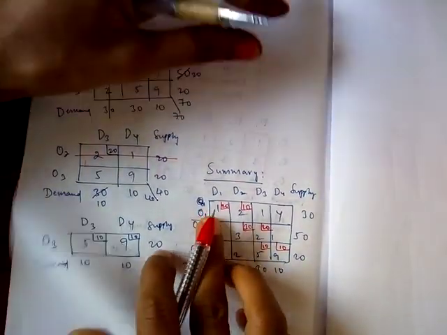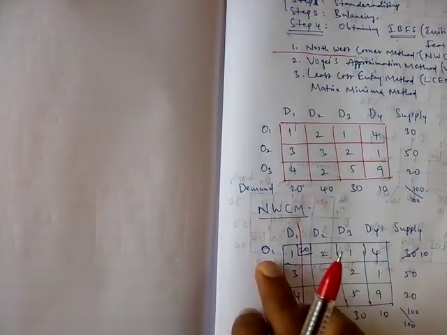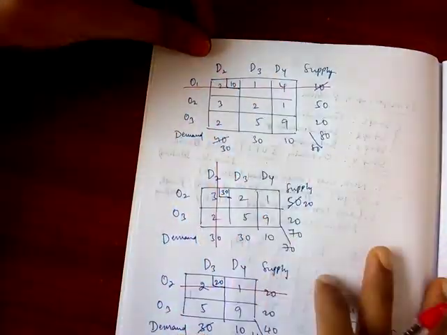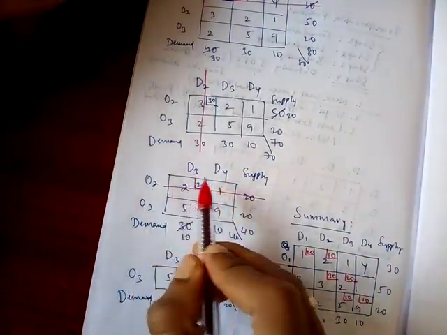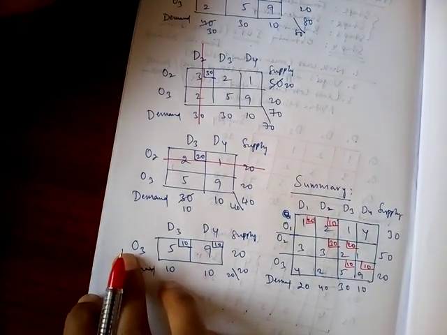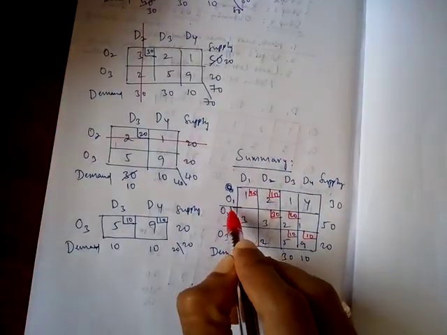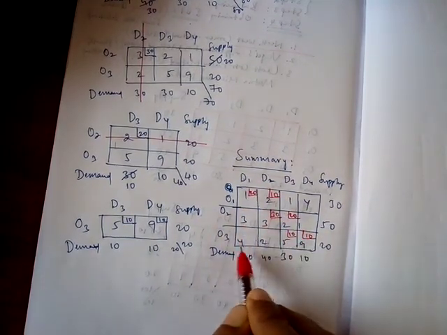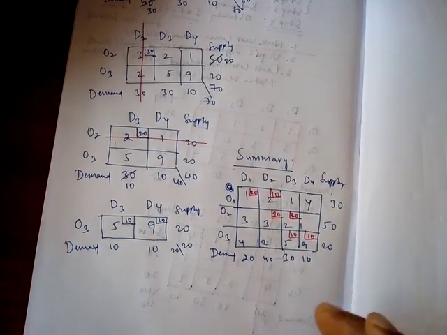So in the first iteration we have allotted 20 to O1 D1. In the next iteration we have allotted 10 to O1 D2. In the next iteration we have allotted 30 to O2 D2, 20 to O2 D3 and 10 to O3 D3 and to O3 D4. That is the summary of this answer. Here O1 D1 20, O1 D2 10, O2 D2 30, O2 D3 20. So like this we have allotted the number of units or products.